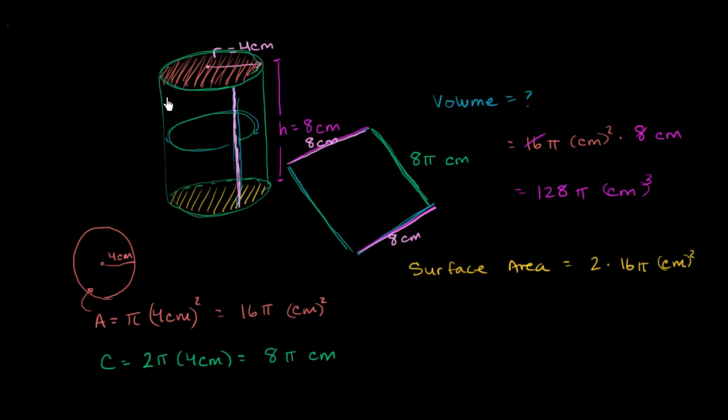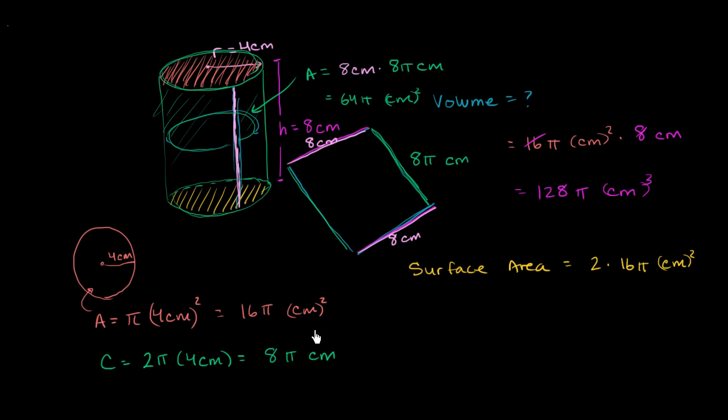So if you want to find the surface area of just the wrapping, just the part that goes around the cylinder, not the top or the bottom, when you unwind it, it's going to look like this rectangle. And so the area of just that part is going to be equal to 8 centimeters times 8 pi centimeters. And that's equal to 64 pi. 8 times 8 is 64. You have your pi centimeters squared.